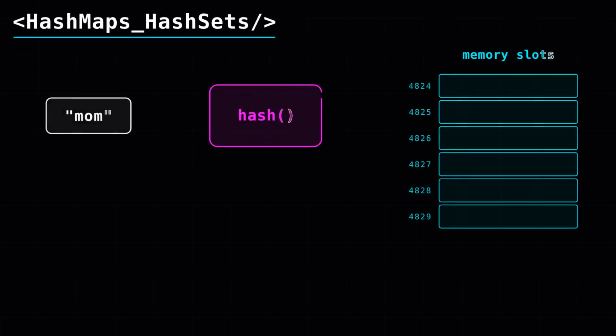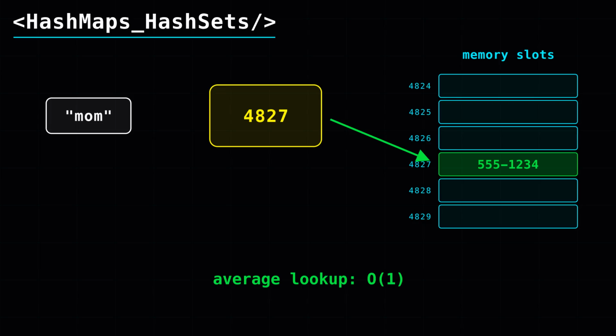A hash map stores key-value pairs. When you search for a key, the key goes through a hash function. That function converts the key into a slot number. So instead of scanning everything, the computer jumps directly to the correct slot.